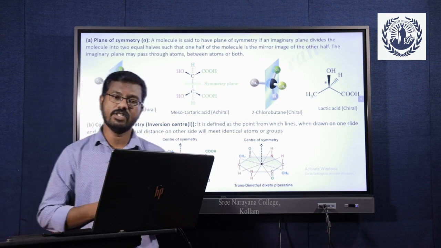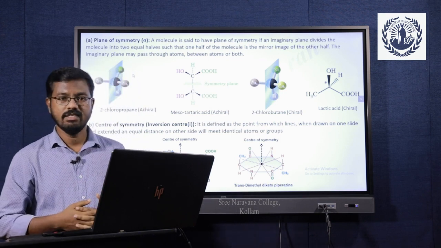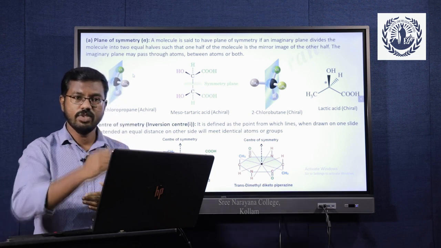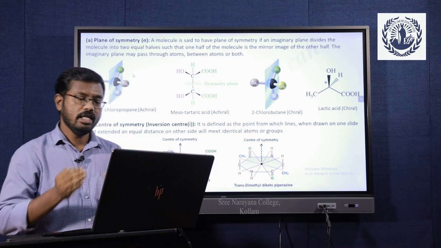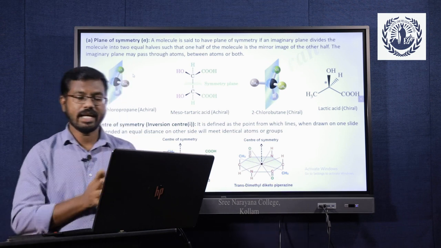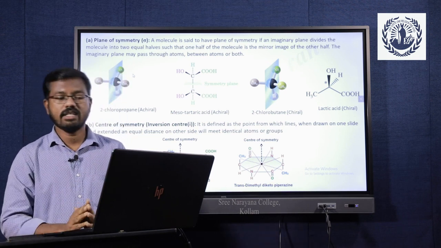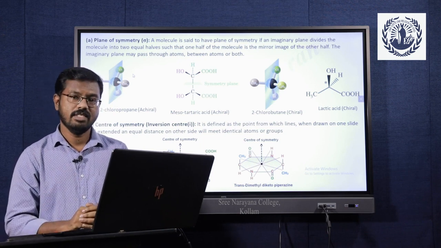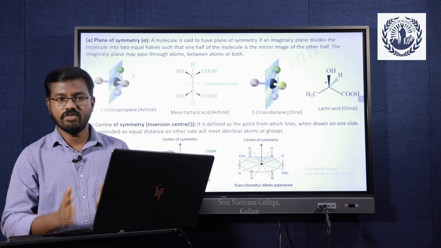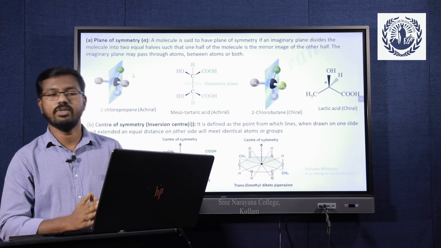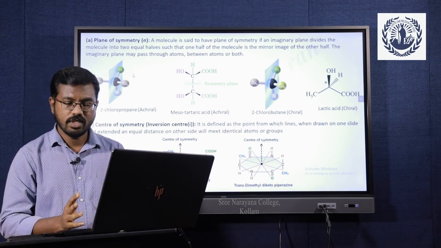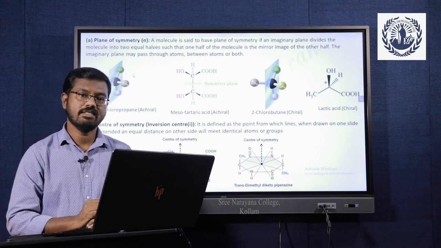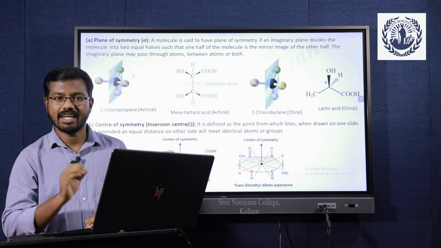Similarly, in the case of meso-tartaric acid, we can also find a plane which cuts the molecule into two equal halves. So, meso-tartaric acid is also achiral in nature. Whereas, if you take 2-chlorobutane or lactic acid, we cannot find such a plane which cuts the molecule into two equal halves. Therefore, these two molecules, 2-chlorobutane and lactic acid, are said to be chiral in nature.